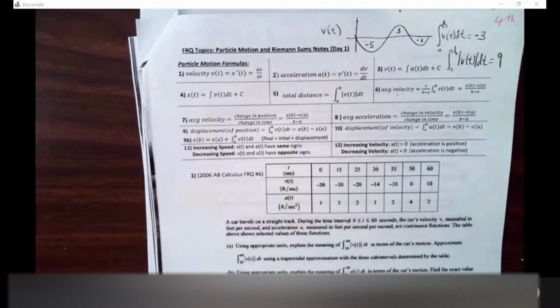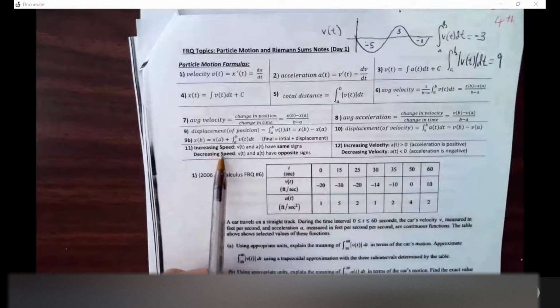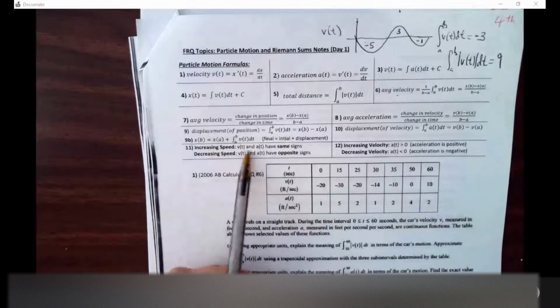Increasing speed, decreasing speed, this is a more first semester review. If I want to find increasing speed or decreasing speed, I've got to compare signs between velocity and acceleration. Same signs means increasing speed. Opposite signs means decreasing speed.